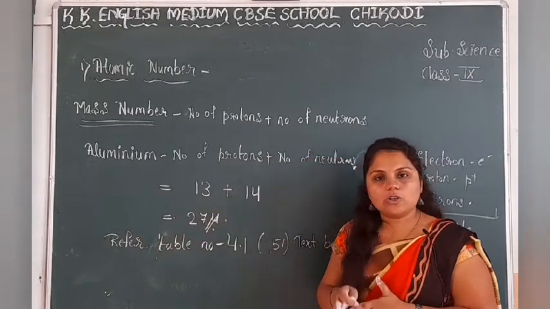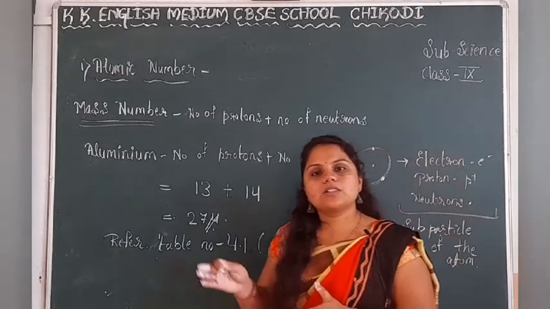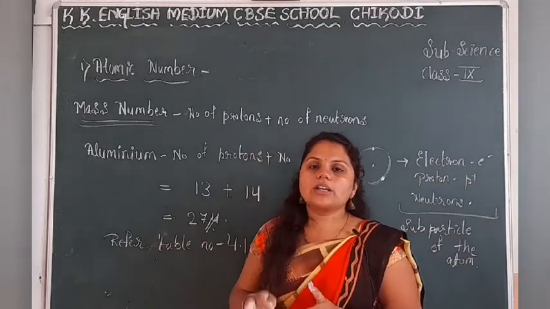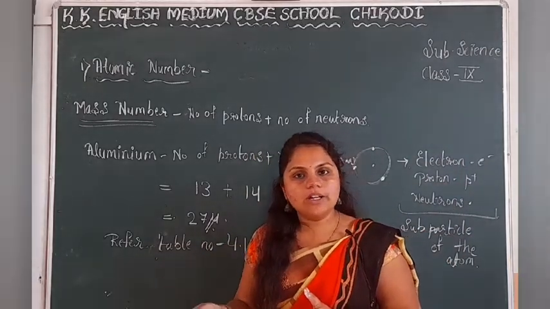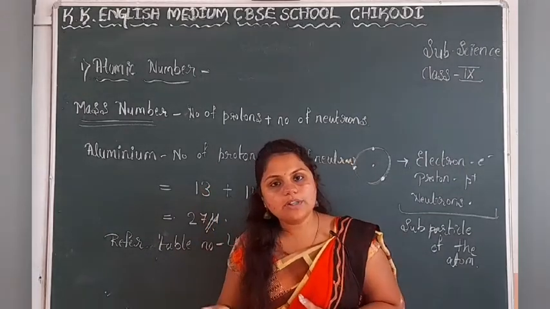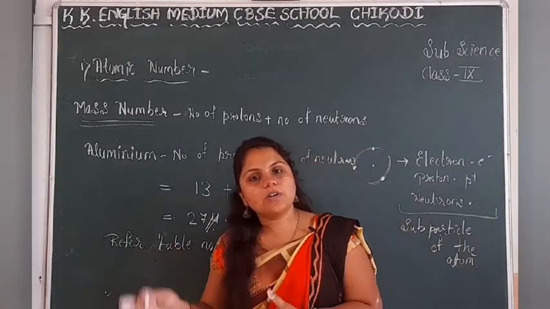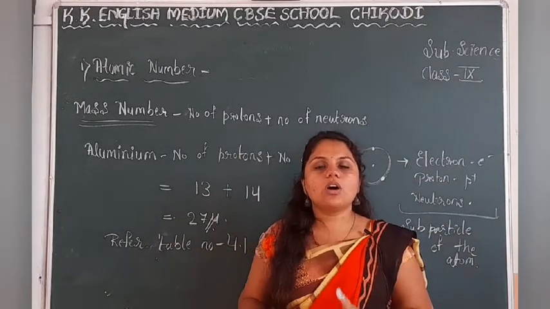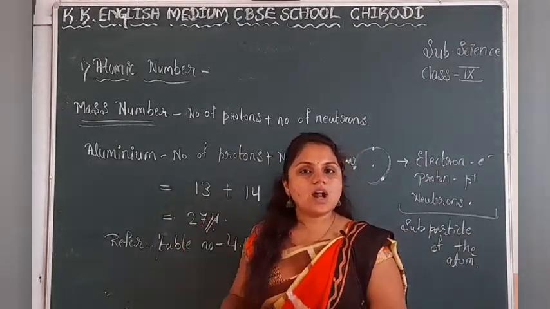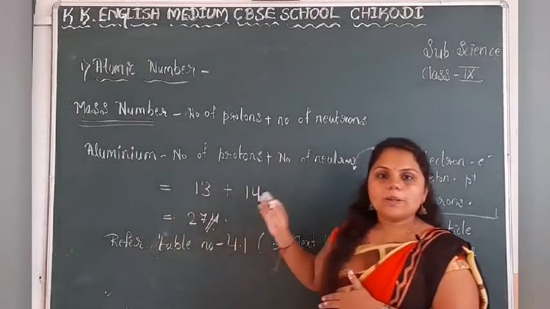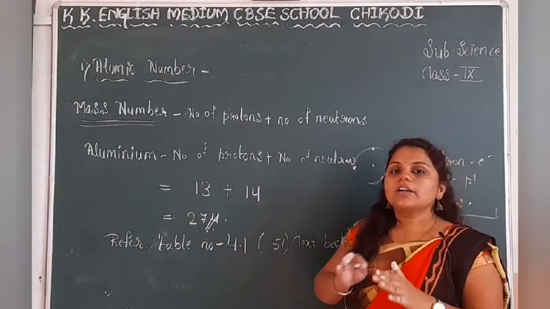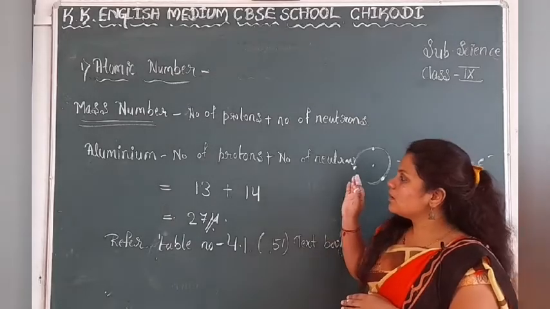So once again I am going to repeat here. What do you mean by atomic number? If the number of protons is known, then you can calculate the atomic number of the element. So what do you mean by the mass number? The mass number means it is the sum of number of protons plus number of neutrons present in the nucleus, and it is called the atomic mass number.